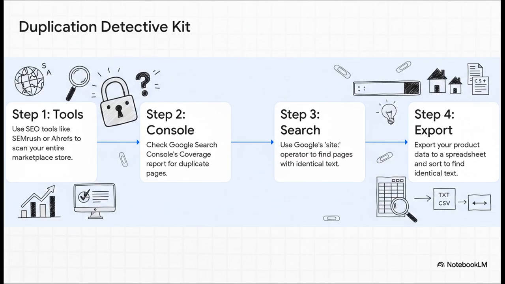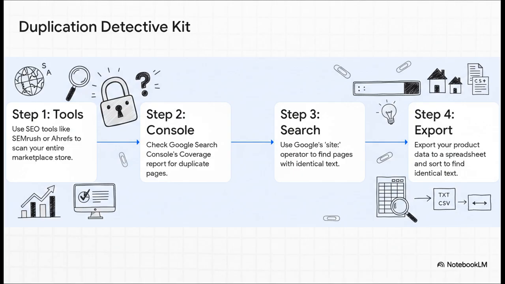Second, check your Google Search Console. It's free and it's your best friend. The coverage report will literally point out pages Google thinks are duplicates. Third, do a little manual spot check. Go to Google and type site:yourstore.com. Then paste a unique sentence from one of your product descriptions in quotes. If more than one page pops up, you've got them.